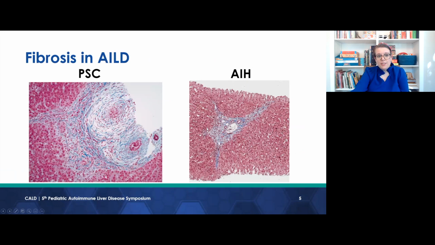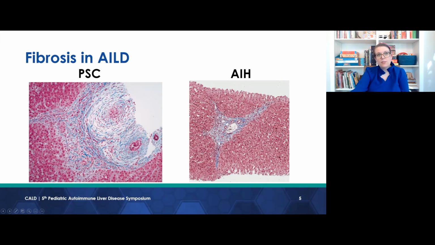So we look at fibrosis in autoimmune liver disease with some special stains. These are liver tissue samples, one from primary sclerosing cholangitis, another from autoimmune hepatitis, and this is called a trichrome stain, where the collagen is stained blue, which shows the fibrosis deposition, and the rest of the parenchyma of the liver is red.